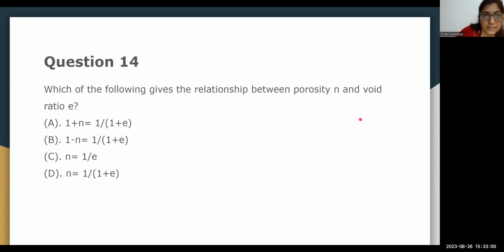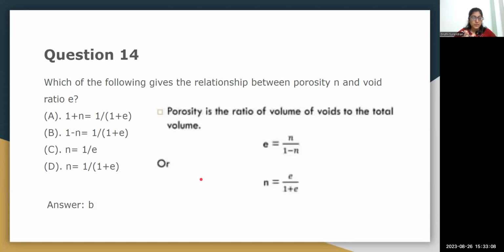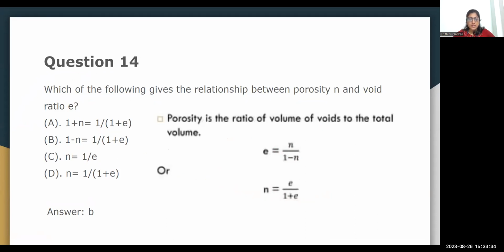Okay. So let's see how we are getting the answer for this question. We said the porosity is the ratio of volume of voids to the total volume, and it is related to void ratio in this way. Now we did a numerical where e is equal to n by 1 minus n, and n is equal to e by 1 plus e. But none of the options here is giving that, but instead this option is given. So if you solve this, you will get this: 1 minus n is equal to 1 by 1 plus e.